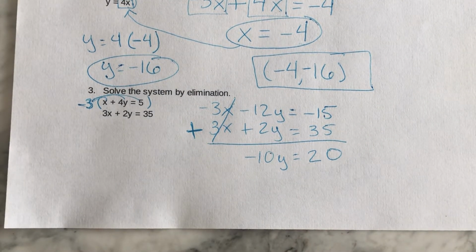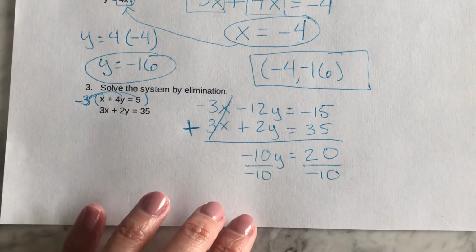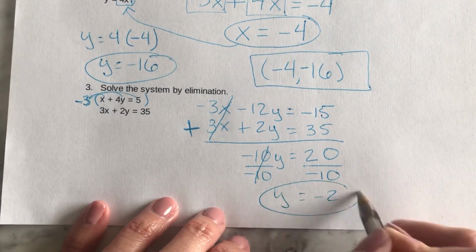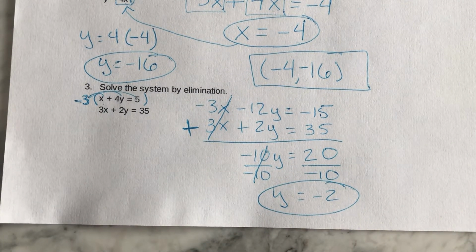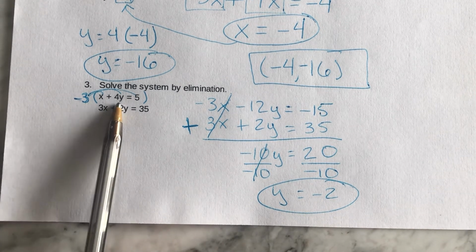And now we can just solve for y by dividing by -10. Those cancel out, and y equals -2. So we know what y is. We still need to find x. So we're going to take this -2 and substitute it in for the y up here.